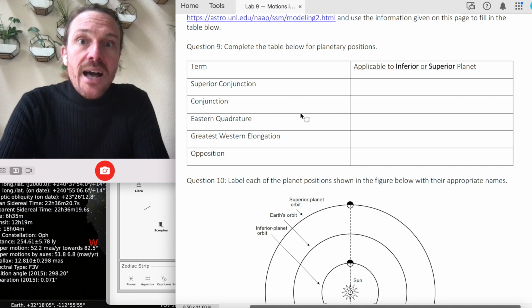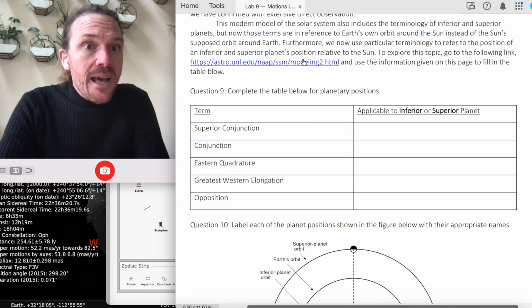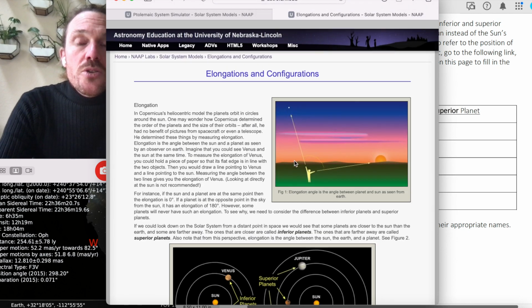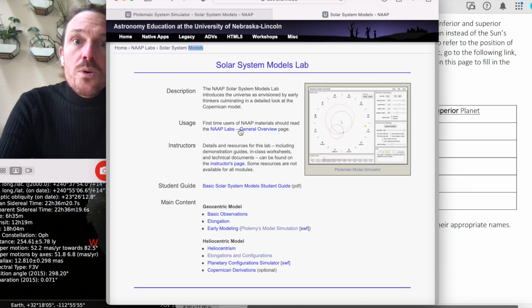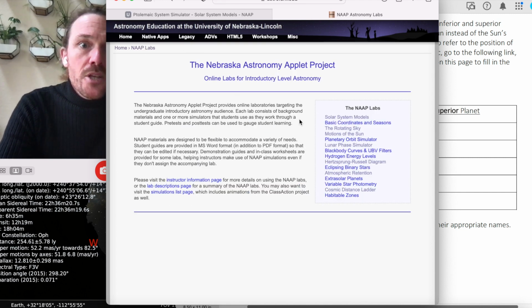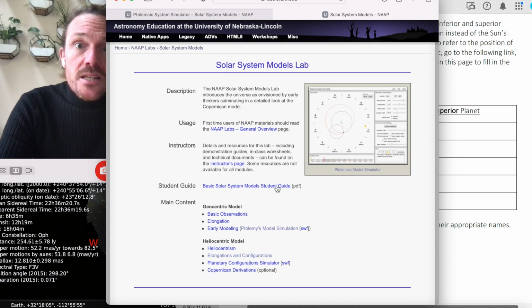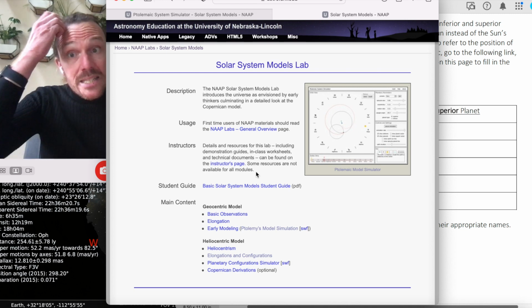So you want to define the terms. And I think I have a way to explore the topic if you follow this link. Yep. So this is a page within that same simulation, or kind of within, it's not the same simulation, but if you go to the home page of the labs, because there's a whole bunch of labs, right? So this one is the Solar System Models lab, first in the list. And every one of the labs, they're quite detailed, right?